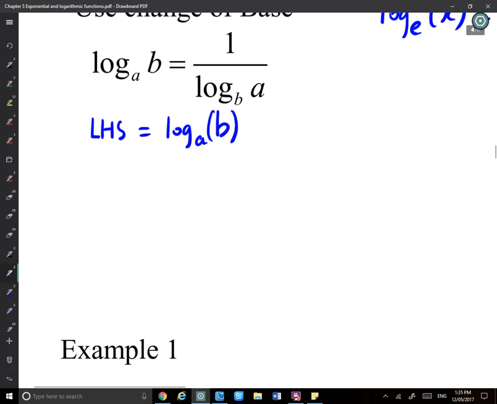Okay, let's do this. Log base a of b. How can we make this become that? Have a look at what the base is on the right hand side.